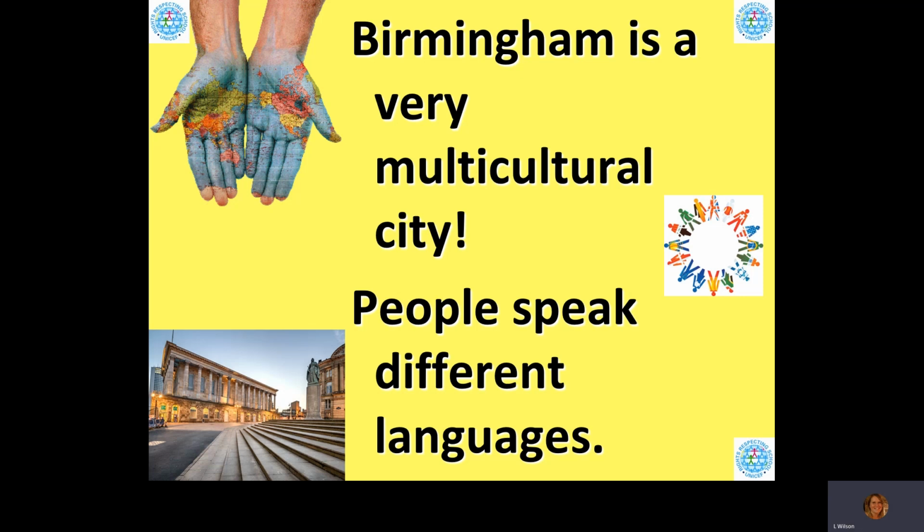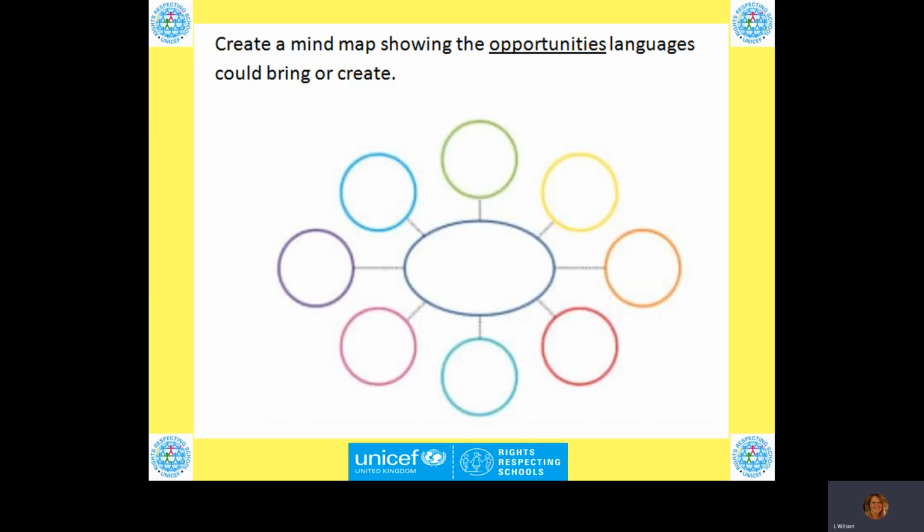Birmingham is a very multicultural city, isn't it? People speak lots of different languages. So think about how that creates an opportunity. Okay, I think you're ready to spend 5 minutes or so on your mind map on your sheet of paper, listing the opportunities that learning languages creates.